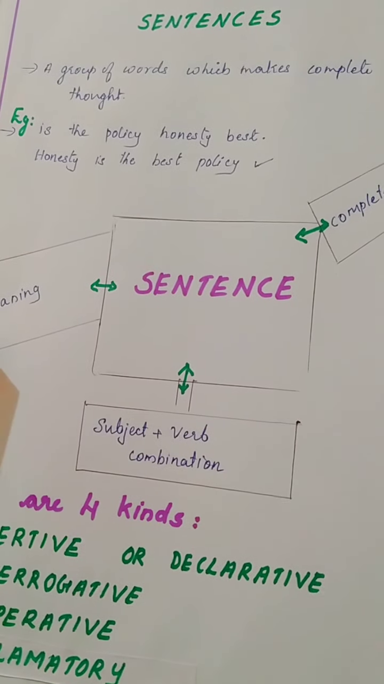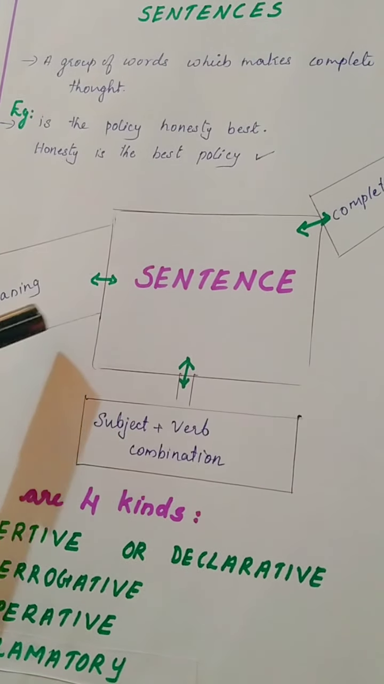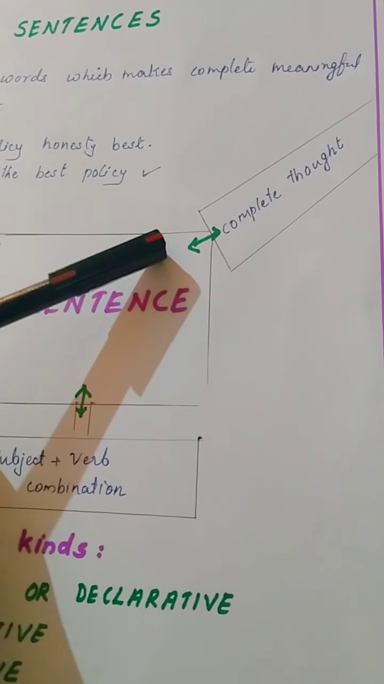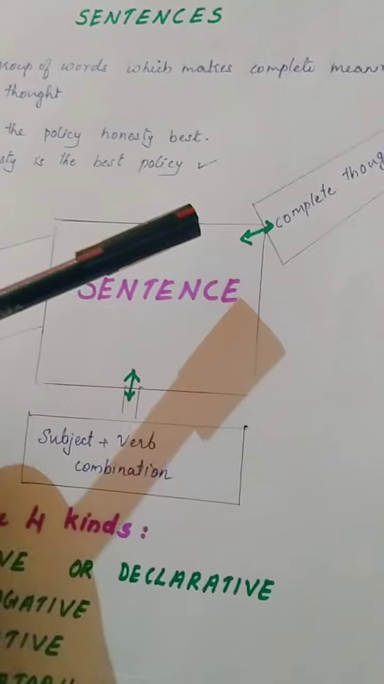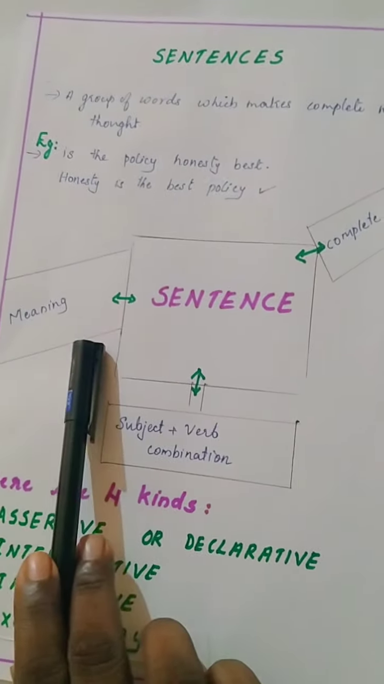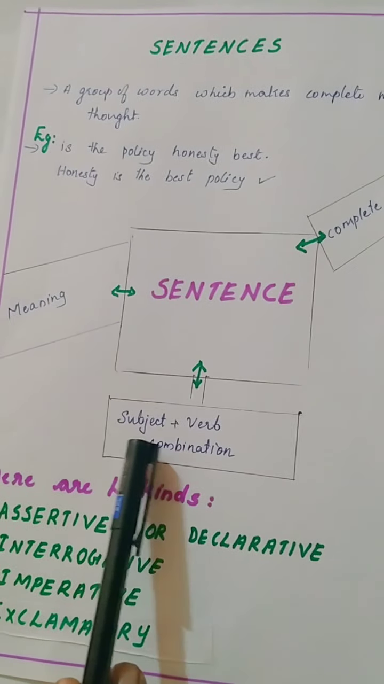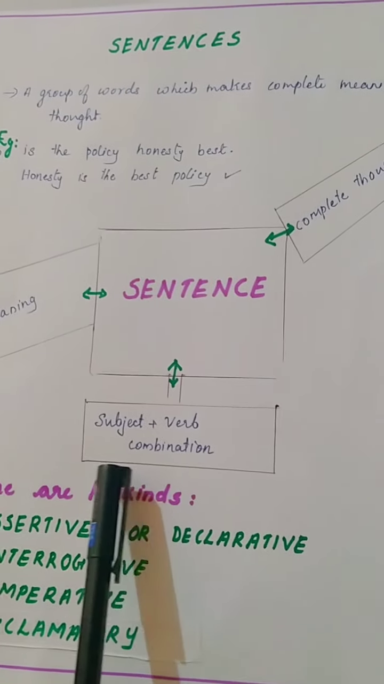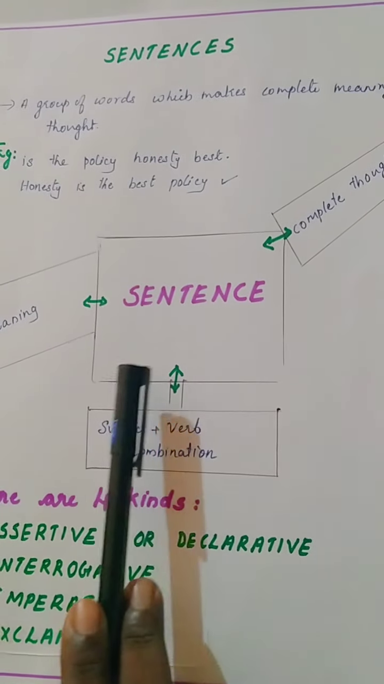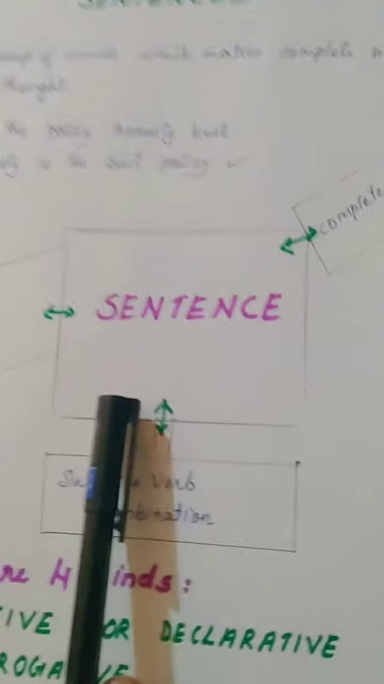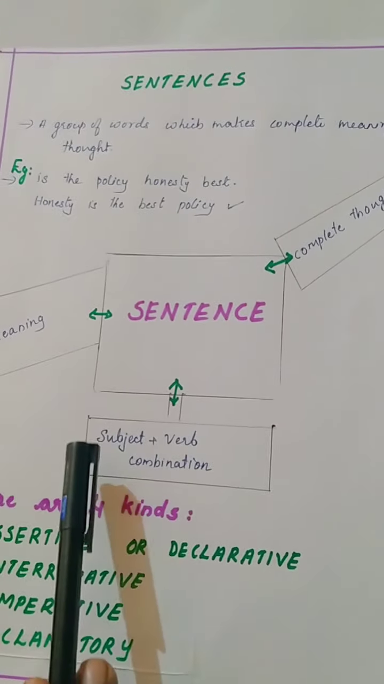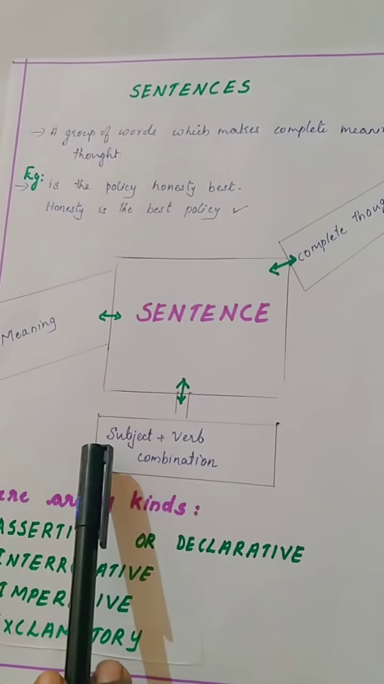So how can we call a group of words a sentence? It should have a complete thought, and it should have a meaning plus a subject and verb combination. If these three aspects are there in a group of words, only then can we call that group of words a sentence: complete thought, meaning, subject plus verb combination.